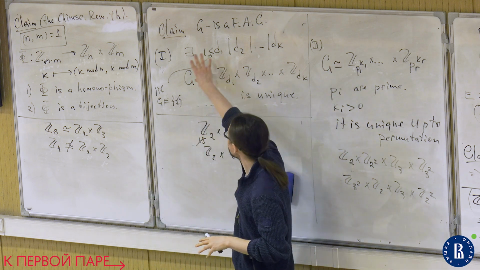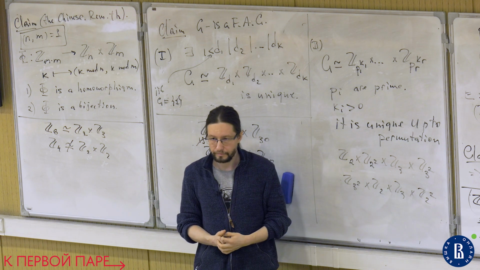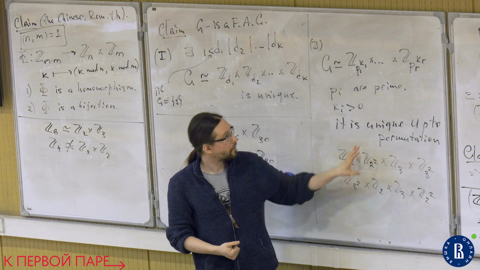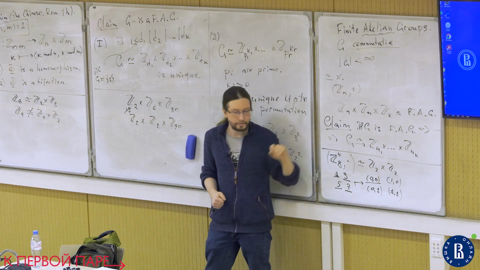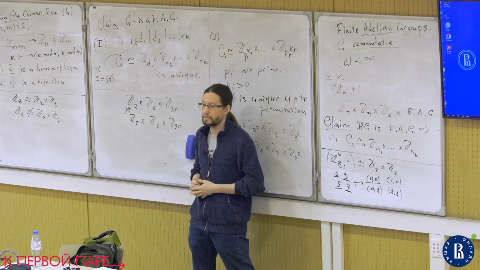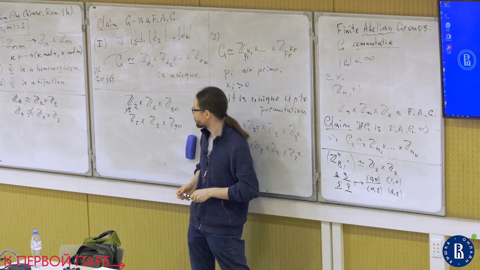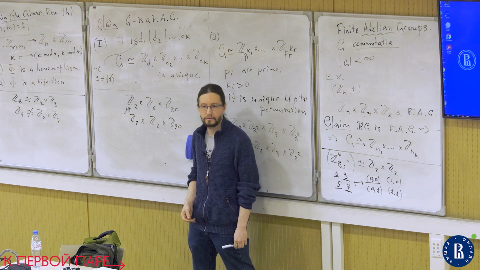So these are two possible options to describe all possible finite abelian groups. And this is how you clarify this statement and make it a bit stronger. That's more or less everything that I wanted to explain during this lecture. Are there any questions or something?